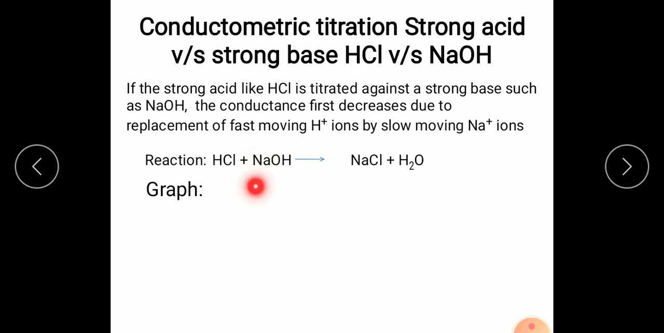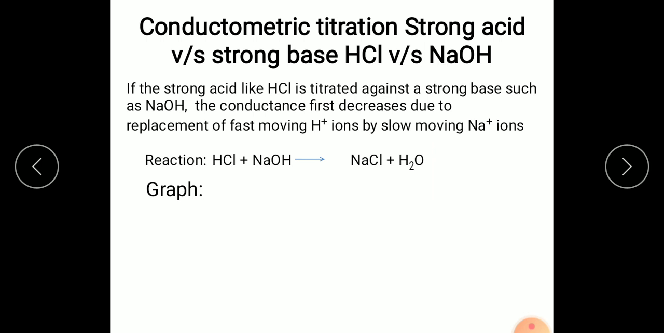Here you can see the replacement of H with Na takes place when acid and base react together to form a salt, that is NaCl, along with the formation of H2O. As you know, the H plus ions and OH minus ions get neutralized to form the water molecule, and along with that the salt is formed. So this is the reaction taking place in the titration of a strong acid and a strong base.